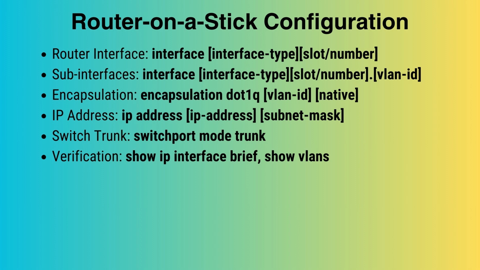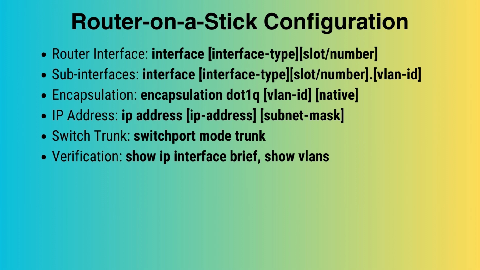Next, assign each subinterface to a VLAN using the encapsulation dot1Q command. This command specifies which VLAN the subinterface belongs to. For instance, encapsulation dot1Q 10 would associate the subinterface with VLAN 10. Then, assign an IP address to each subinterface. This IP address serves as the default gateway for devices in that VLAN.